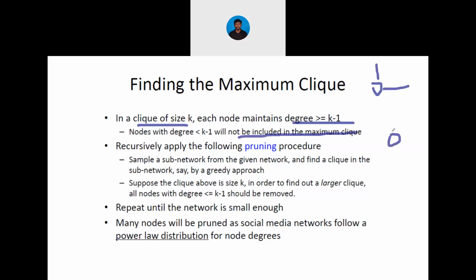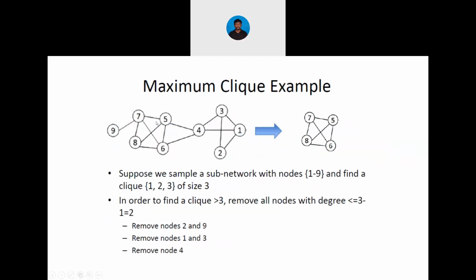Say for example, this is the node. If it is connecting this node, it has a degree of less than k minus 1, then it should not be included, right? This node should not be included in that particular subgraph. That is how we are going to find the maximum clique, right? So I will show you an example here. The same thing we have been calculating for the maximum clique.